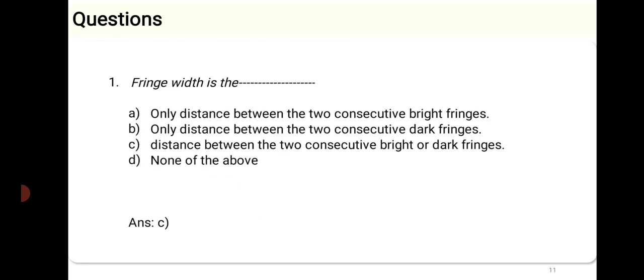Here we shall discuss some multiple choice questions on the session. The first question: fringe width is the dash. Option A, only distance between two consecutive bright fringes. Option B, only distance between two consecutive dark fringes. Option C, distance between two consecutive bright or dark fringes. Option D, none of the above. We know that fringe width is the distance between two consecutive bright or dark fringes. Therefore, the answer is option C.